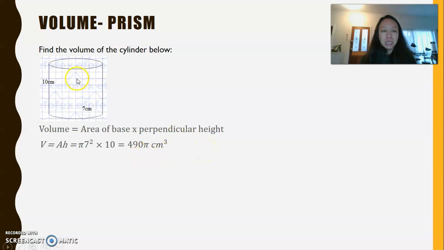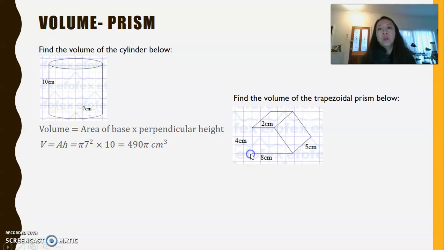Sometimes cylinders are not arranged in this way. It might be like flat on the other side, but as long as you can identify the cross-sectional area and times it with the height, you will get the volume of a cylinder. So what if we have a trapezoidal prism, like for example below, and it's sort of like flat on the surface? The first thing we have to do is identify the cross-sectional area.